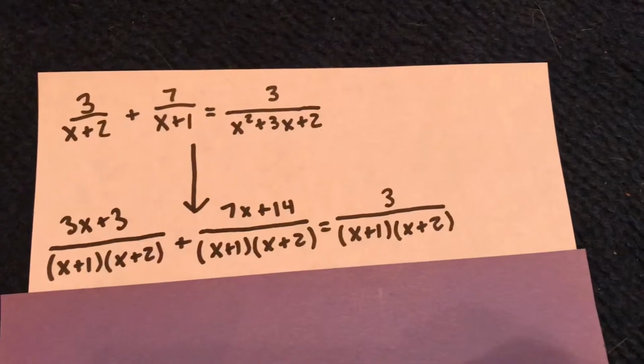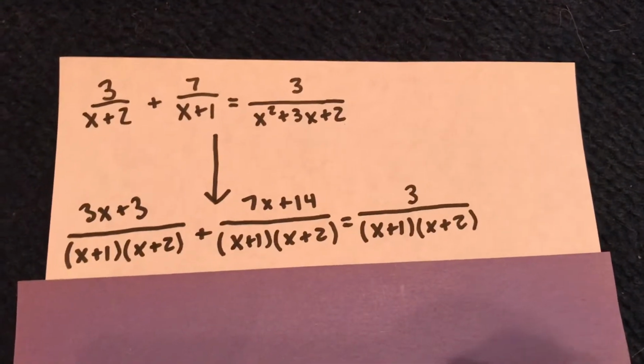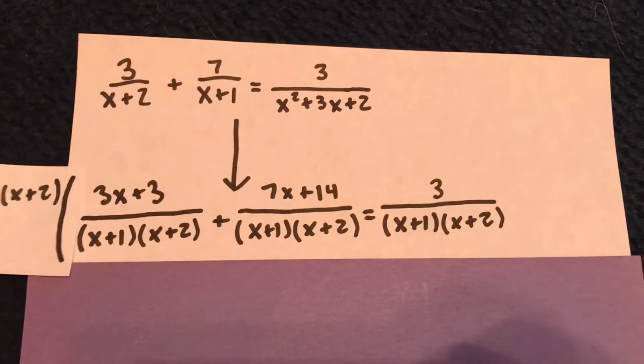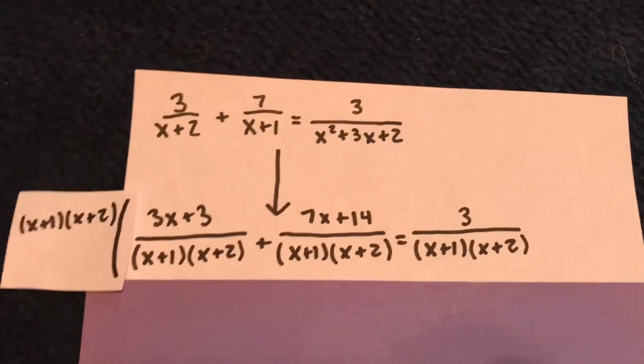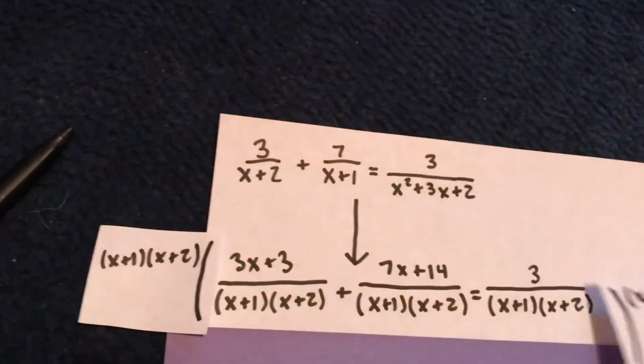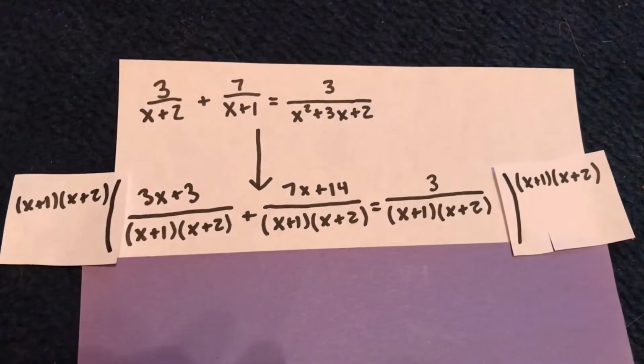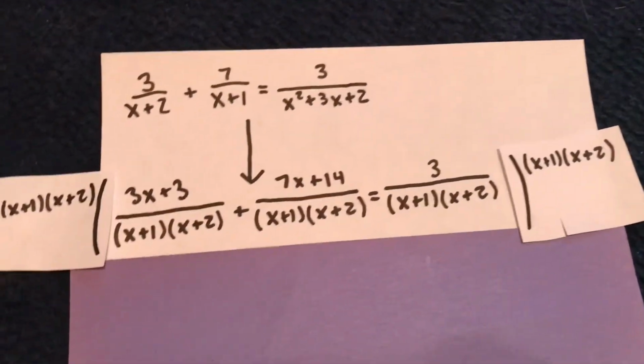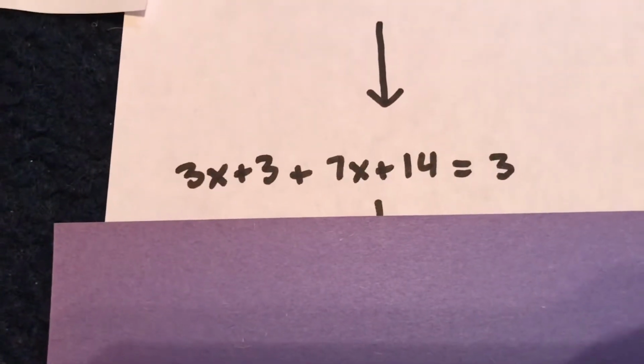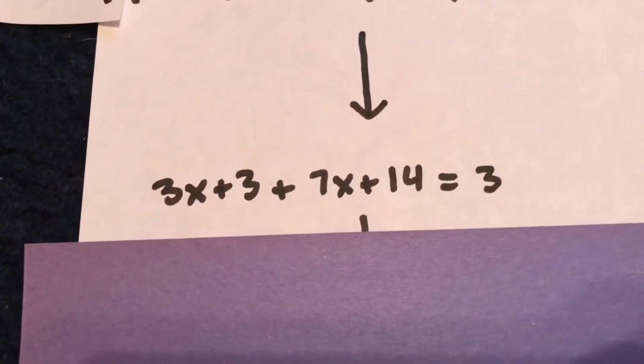What we do next is we cancel out the denominator by multiplying the whole equation by the denominator. So by doing this, it cancels out all the numbers at the bottom of the fraction. And what we're left with is 3x plus 3 plus 7x plus 14 equals 3.